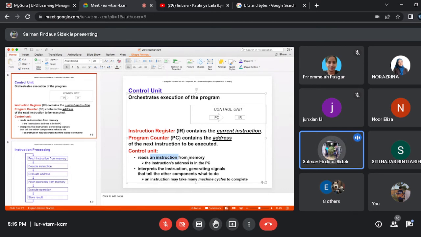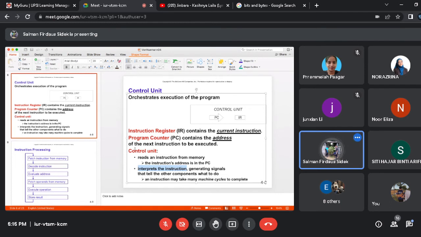So the instruction address in the PC, never mind. Okay, interpret the instruction. Control unit will interpret the instruction, generating signals that tell the other components what to do. So that is the function of control unit. Never mind, I will let you know. I will teach you how to interpret the instruction, just using manual, using paper and pen, you can translate the information.